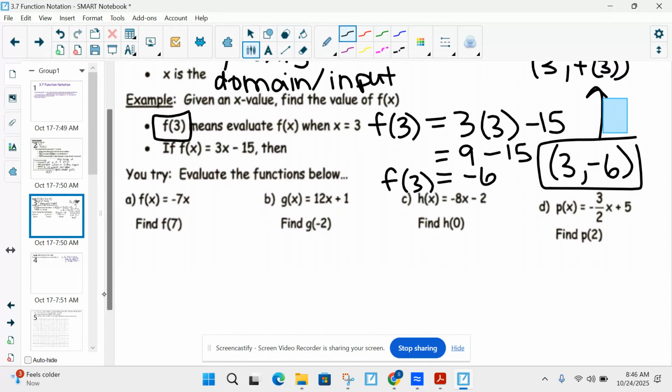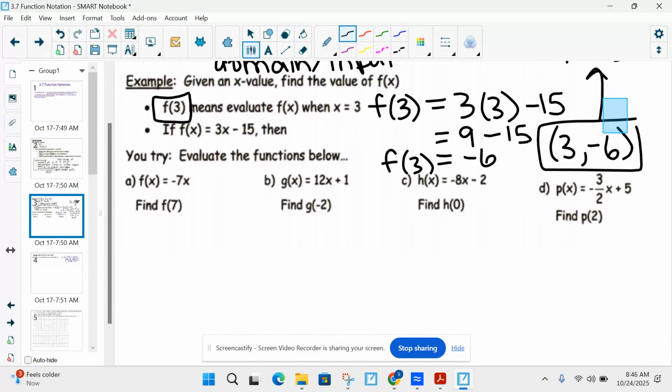Okay, let's try some other examples. So if f of x equals -7x, let's find f of 7. So what would f of 7 be? Well, that means we plug in 7 for the x. So now it's -7 times 7. Yeah, -49.